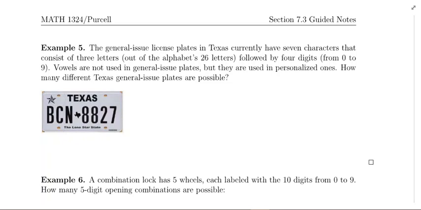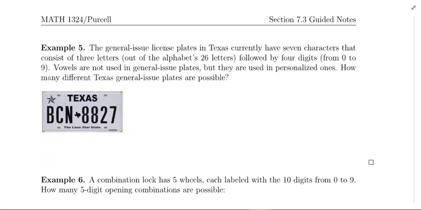All right, so there we are. We have a picture of a general issue Texas license plate. You've seen them as you drive around, and this is real information. This is exactly how a Texas general issue plate is constructed. There are always 3 capital letters followed by 4 digits. And as far as the letters go, there are no vowels. I never paid attention to this until I wrote this problem. Really, if you drive around, there are no vowels in the Texas general issue plates.